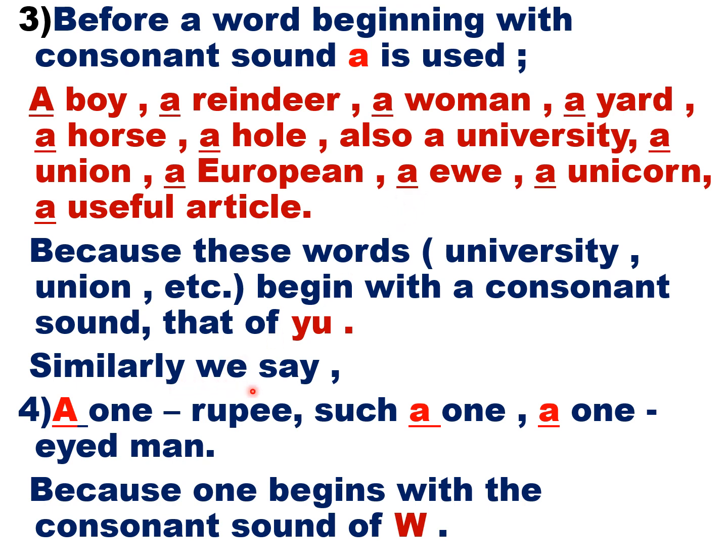Similarly, we say a one rupee, such a one-eyed man. See this article a. A is used here because this word one begins with the consonant sound wa. Not o. Wa is the correct pronunciation. So we must use the indefinite article a only before this one. Okay, I hope it's clear.